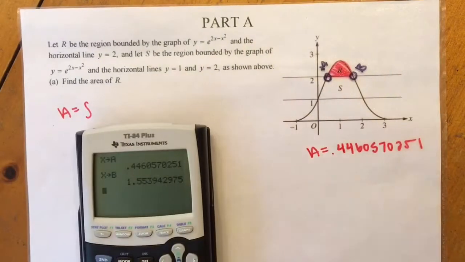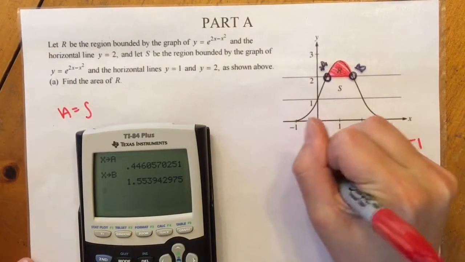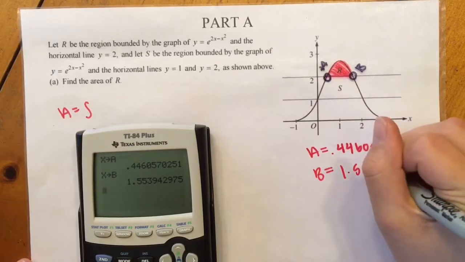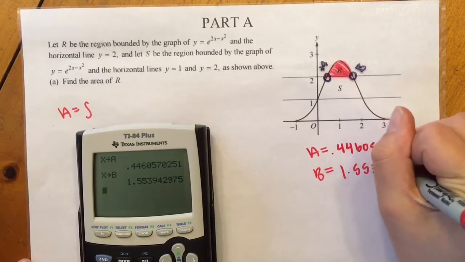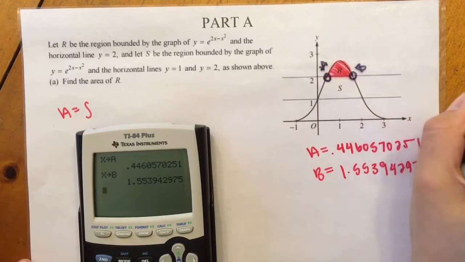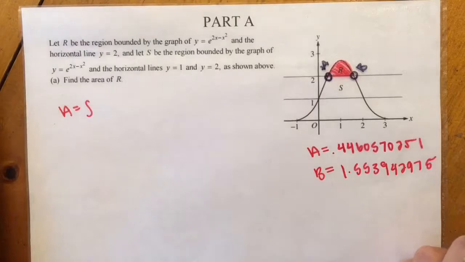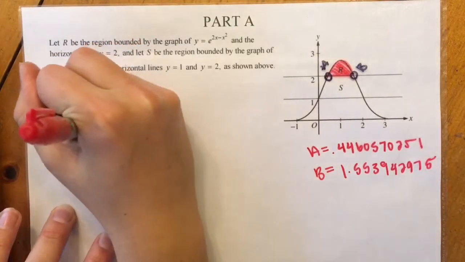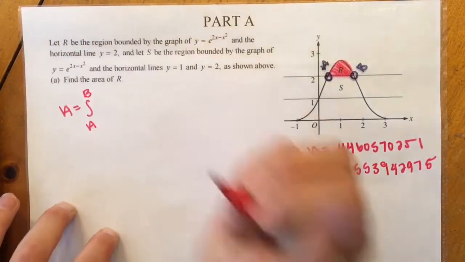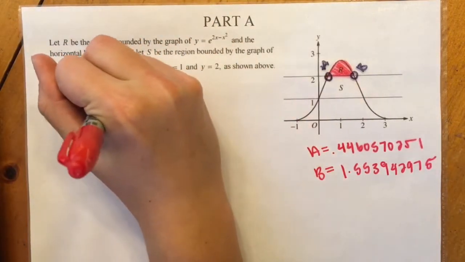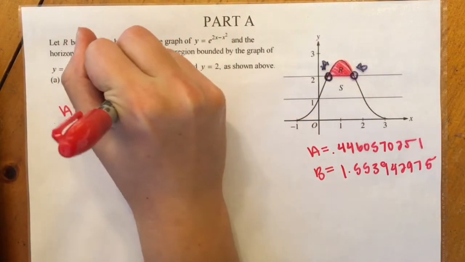Alrighty. I'm going to write that bound down again. B equals 1.55394295. And now we're ready to integrate. So it's going to be our integral from A to B, and then it's going to be the curve, so e up to the 2x minus x squared.